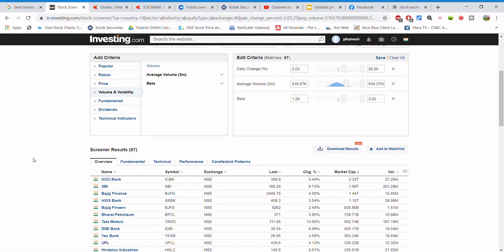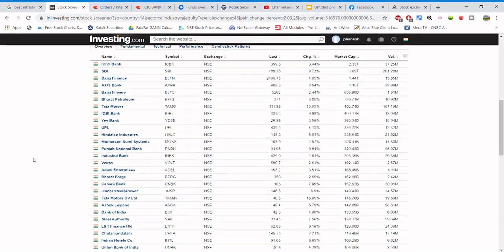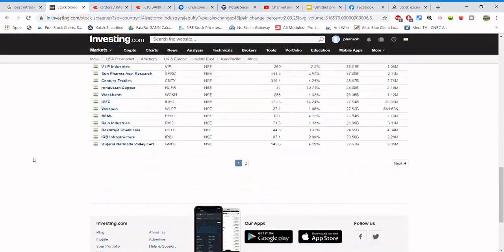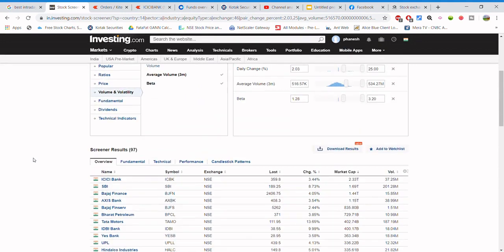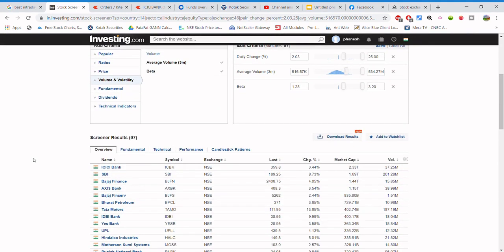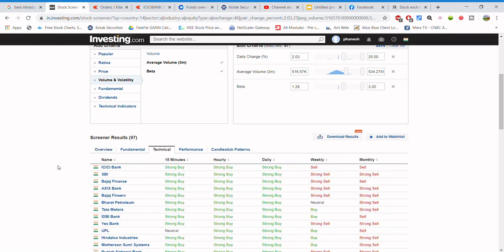Now I can check. There are 2 ways to check. You could see most of the stocks are familiar to all of us, right? But I generally go with the top one. In recent times, ICICI Bank, if I look at the last couple of days of trading, has given a good return. The next move I'm going to do is go with the technical. Technically it shows the 15 minutes and 1 hour, and the daily, weekly, monthly, you could see what the stocks are.